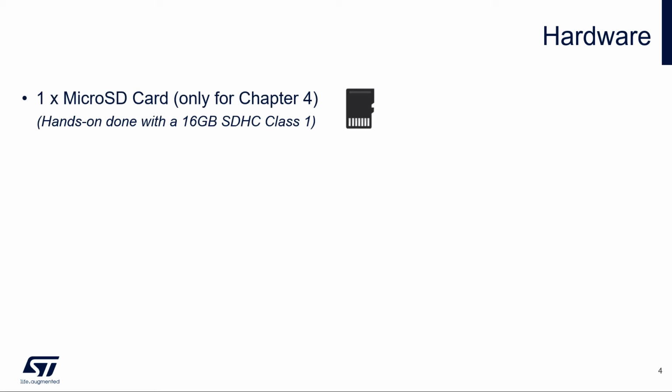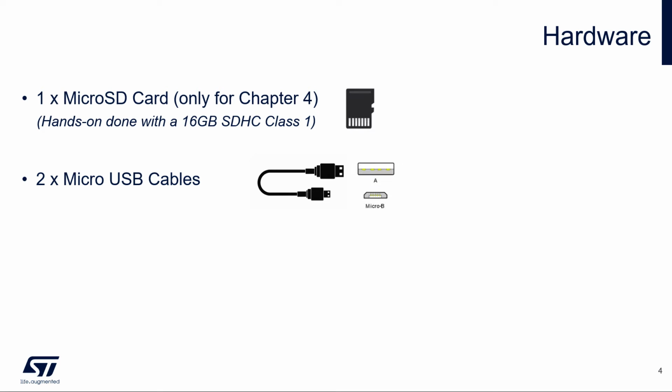Regarding the hardware requirements, you will need first one micro SD card. This will only be needed for chapter 4 when we do the data logging directly from the NanoEdge AI Studio. Otherwise, you will not need this SD card. Two micro USB cables. So these are regular USB cables that we use for most of our STM32 development kits. On one end, it should be USB type A, and on the other end, micro B.